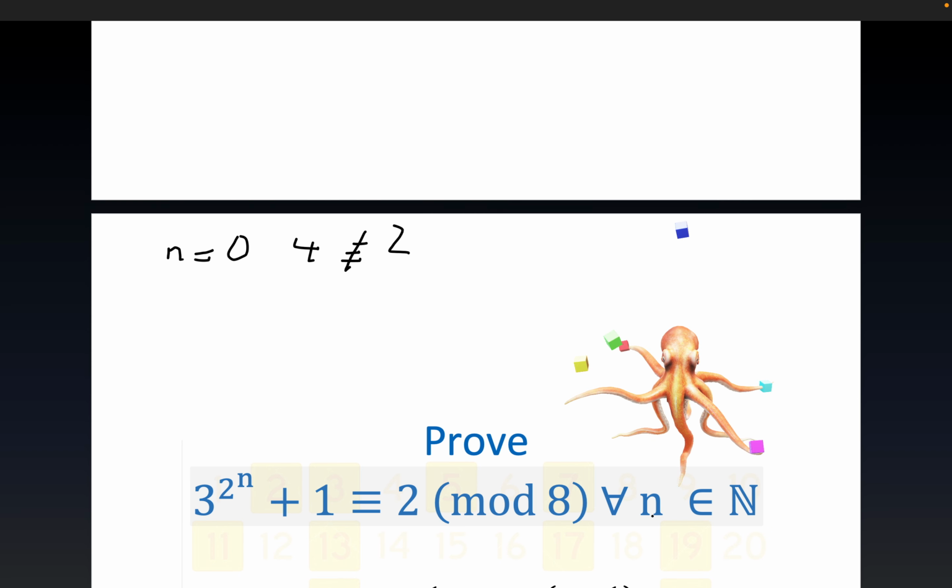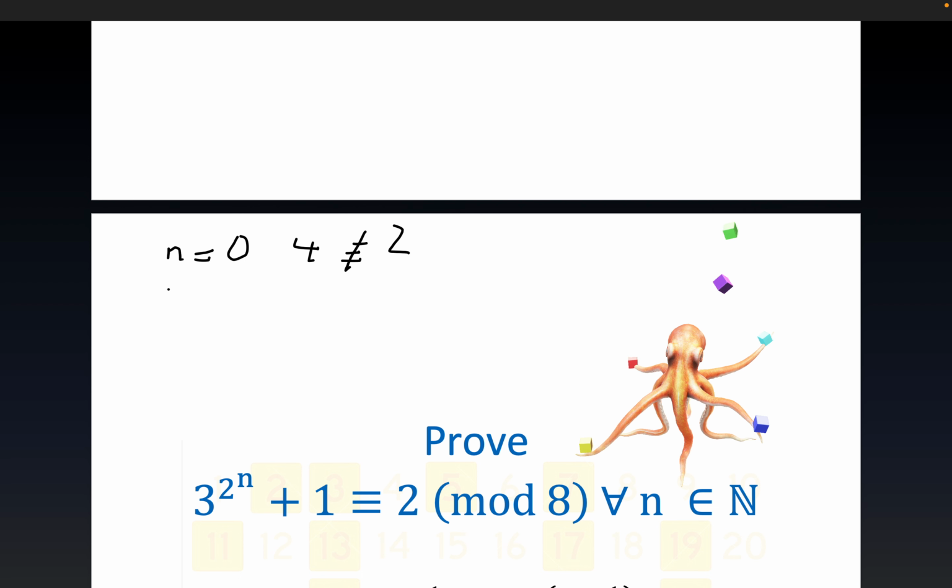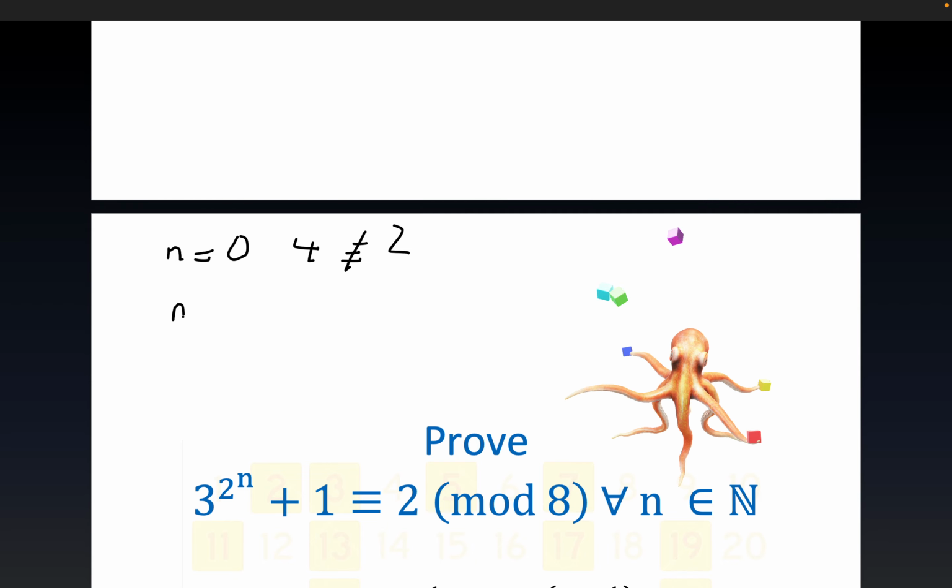Okay, now by n, I mean positive integers, right? Some people include 0 in here. But I just showed you that that's why we're just doing positive, okay? Because it clearly doesn't work for the case n equals 0. Now let's do n equals 1.